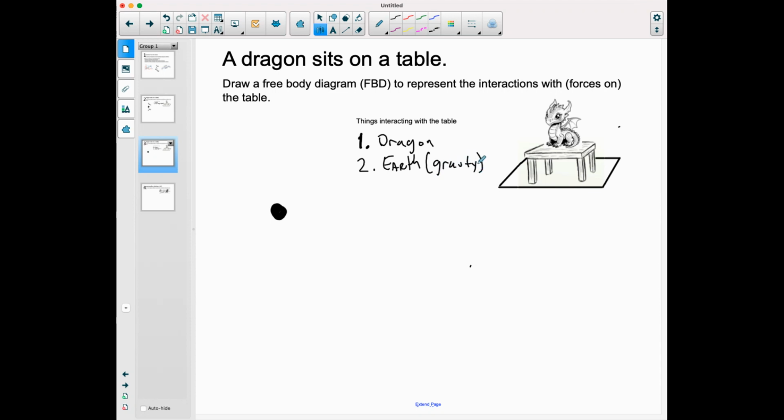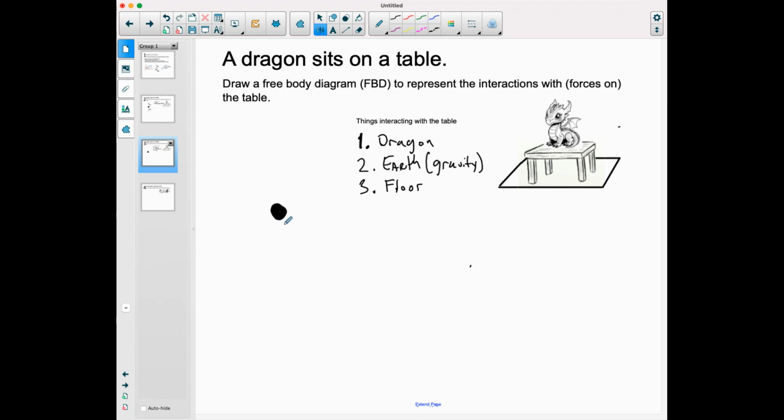But I want you to realize that we care about both of those things, the object that's interacting and the name we give it. And then a third thing interacting with the table is the floor. Now I've tried to use different words here so that our subscripts don't overlap in what letter they are. So let's go ahead and put these on here.